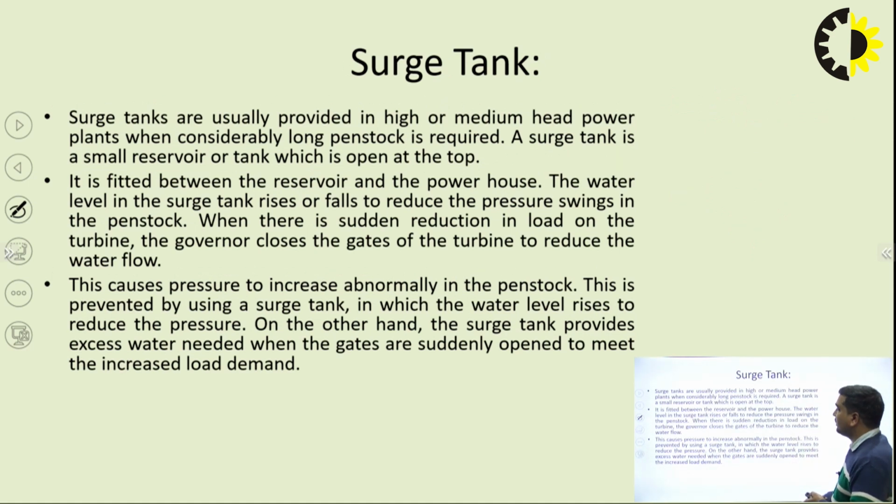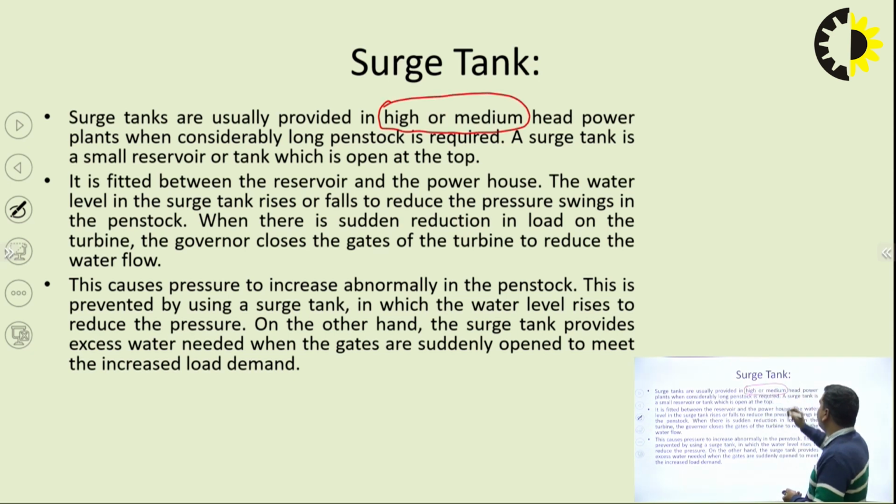Here some more components are there. There are surge tanks. Surge tanks are usually provided in high or medium head plants, not generally for low head plants, when a considerably long penstock is required. A surge tank is a small reservoir or tank which is open at the top. Basically, it is used to control the pressure in the pipe of the penstock, because we all know that the load demands change on an hourly basis.